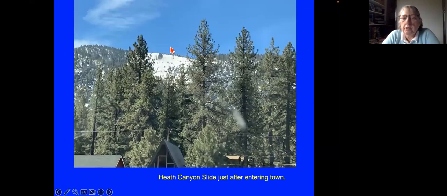Now, I'm repeating the picture from before of what it looks like up Heath Canyon and the head of Heath Canyon slide that hasn't slid yet. I haven't driven back to there. I just wanted to repeat it so that you'll see where this is coming from.